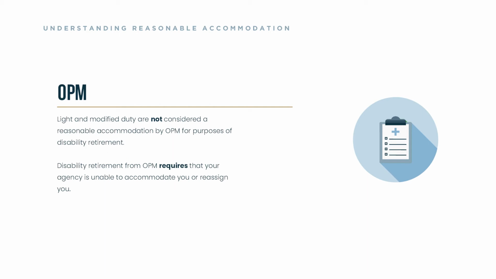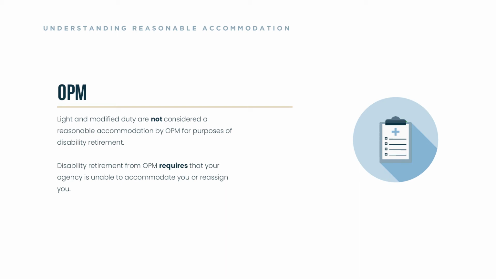Exactly, because usually a light or modified job will remove essential duties. So a good example is a letter carrier can have their position modified so they only have to be able to lift 40 pounds per their doctor's restrictions. As far as OPM is concerned, that is not an accommodation for disability retirement because a letter carrier has to be able to lift 70 pounds at any given time.